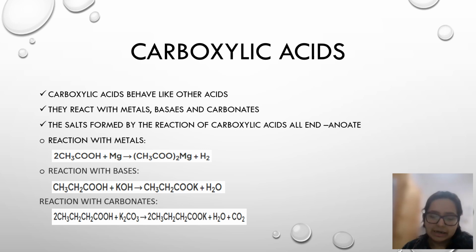For the reaction with a metal, here I have given an example of magnesium and ethanoic acid. It is forming the products magnesium ethanoate and hydrogen. When we react it with a base, which is potassium hydroxide, and propanoic acid, we will get potassium propanoate and water. And now when we are reacting butanoic acid with potassium carbonate, we will get potassium butanoate and water and carbon dioxide.